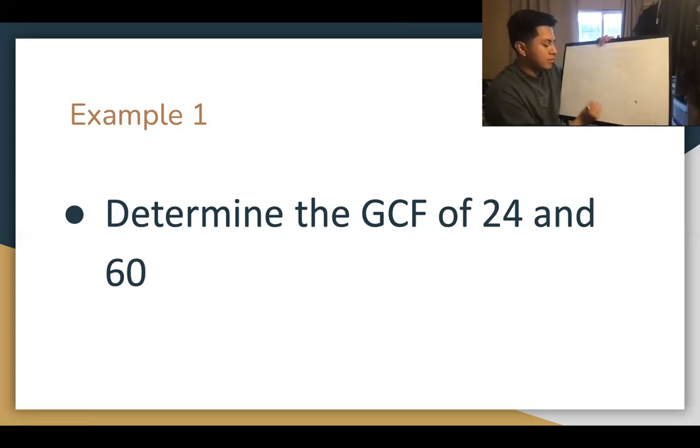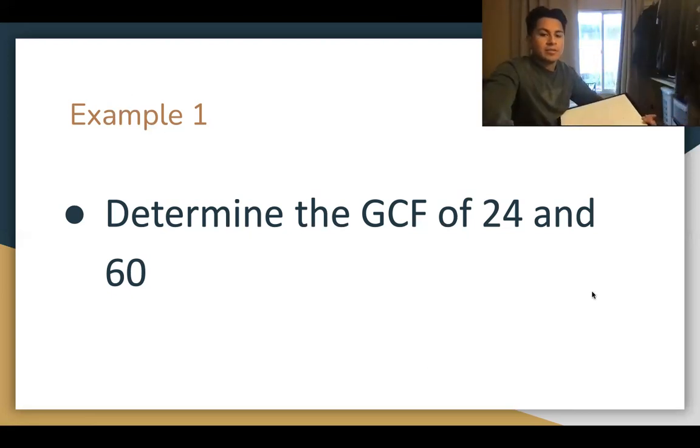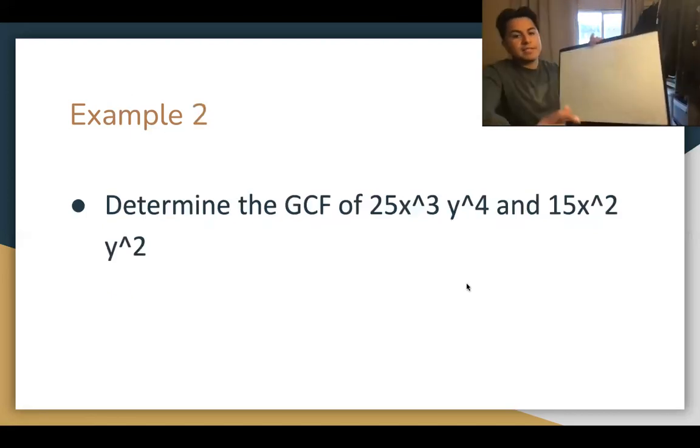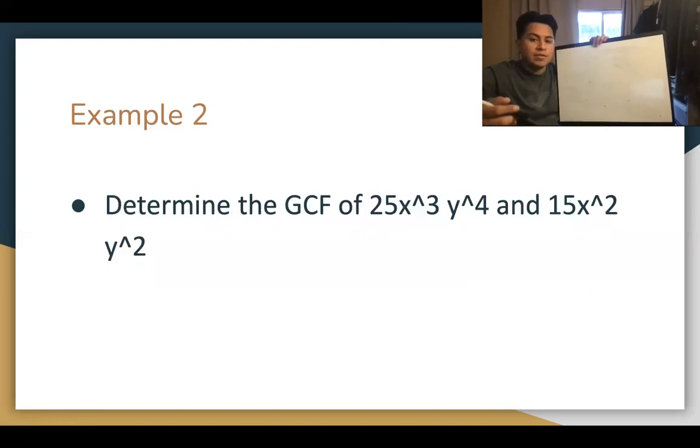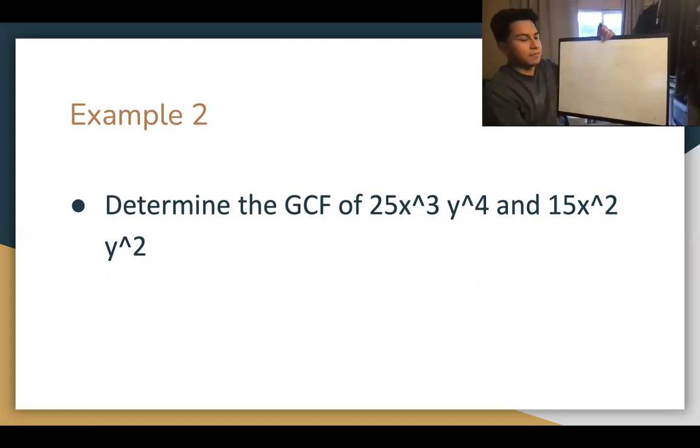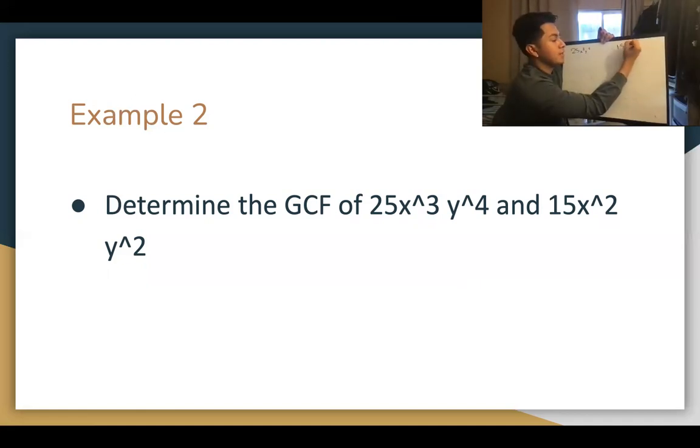So now we're going to move on to a bit more challenging problem, which I even had personal issues with. This one is: determine the greatest common factor of 25x to the power of 3 and y to the power of 4, and 15x to the power of 2 with y to the power of 2. Let me write these down very quickly for you guys. It's 25x^3y^4 and 15x^2y^2.